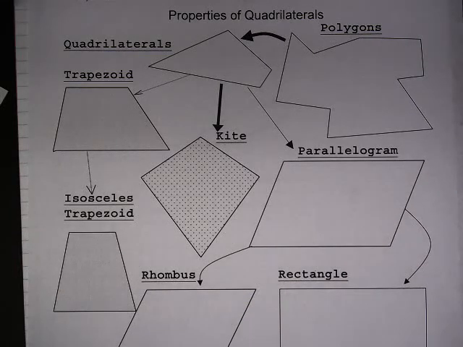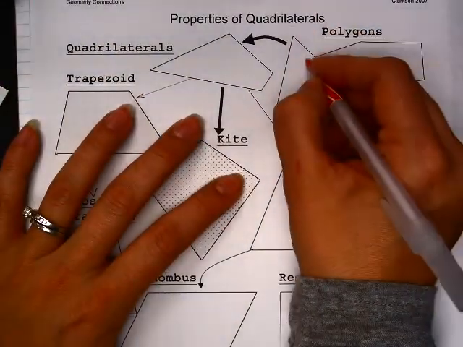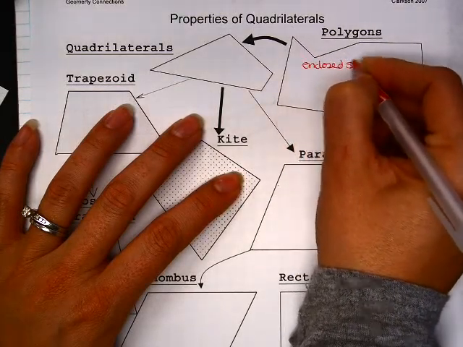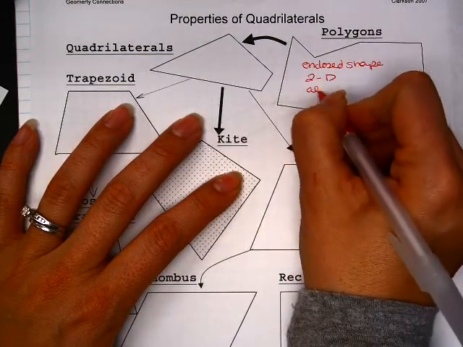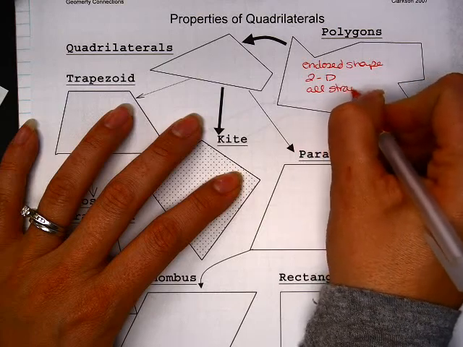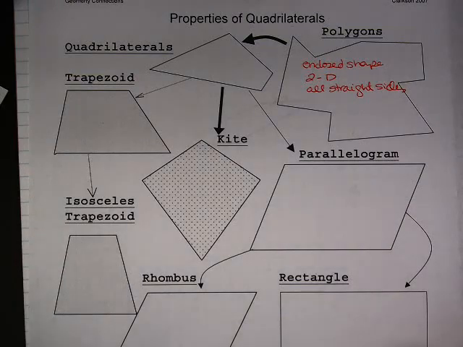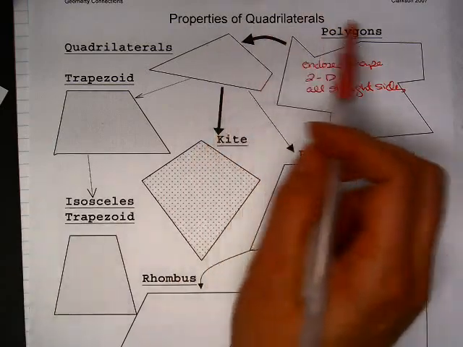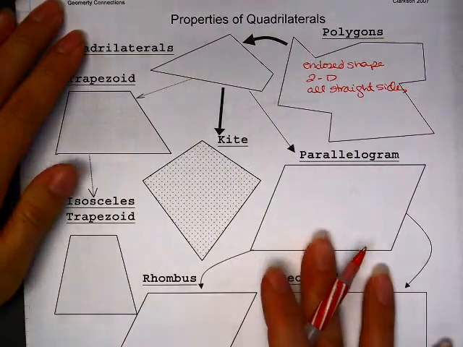Right, we're looking at properties of quadrilaterals, and what I want us to make sure that we see here is that there's a much larger group of polygons, which are an enclosed shape. It is two-dimensional, and it has all straight sides. So there are no curves, and there is no opening there. So quadrilaterals are just one type of polygon. There's hexagons, there's triangles, there's all sorts of different things, and we're just looking at the quadrilaterals.